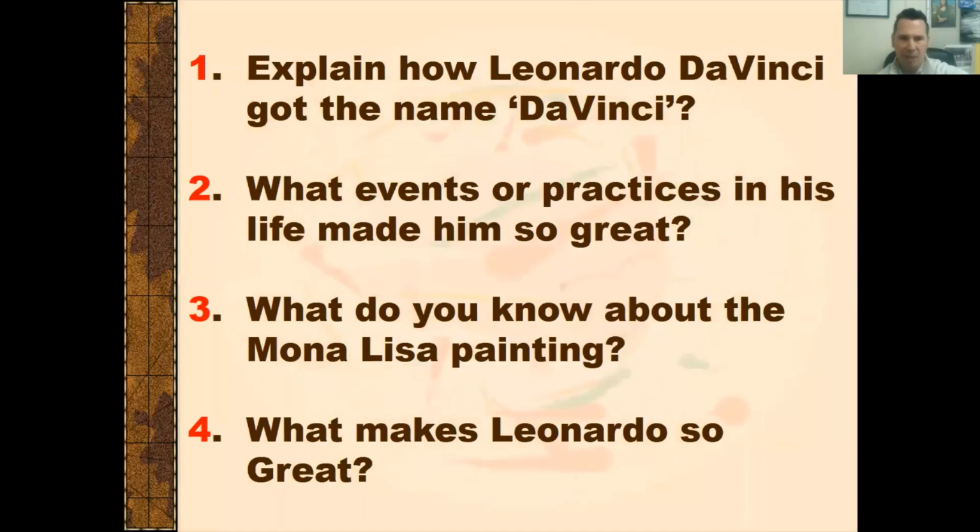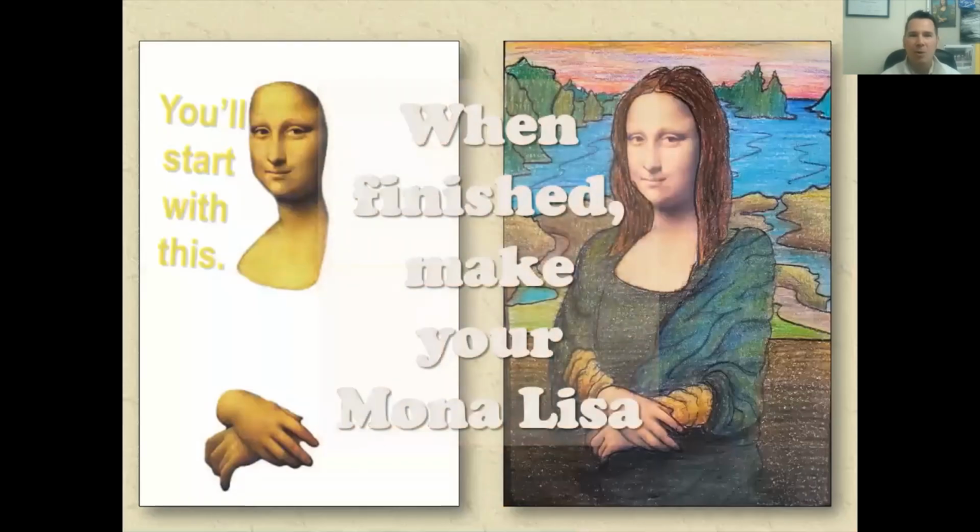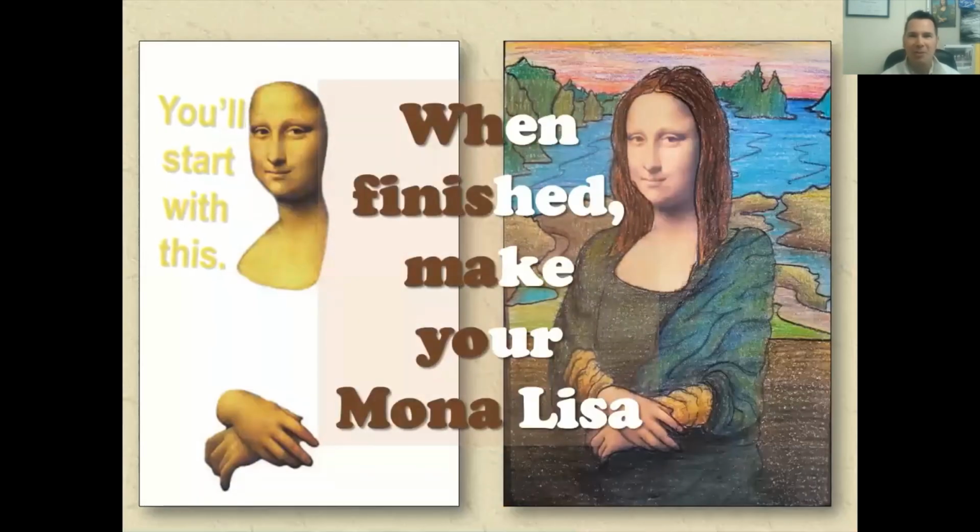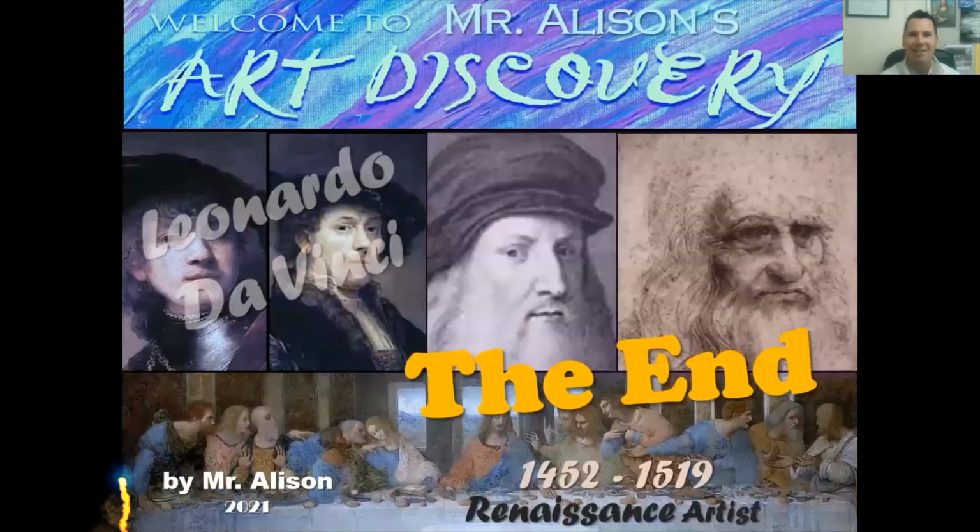So I took off the last question because it's so much like the second question. So you're just going to have 3 questions today. Number 1, you're going to explain how Leonardo da Vinci got the name Da Vinci. Question number 2, you're going to explain what events or practices in his life made him so great. This is the question that I wanted you to learn today. What makes Leonardo so great? Number 3, what do you know about the Mona Lisa painting? And I've taken off number 4. All right, when you're finished, raise your hand and you can get started on making Mona.